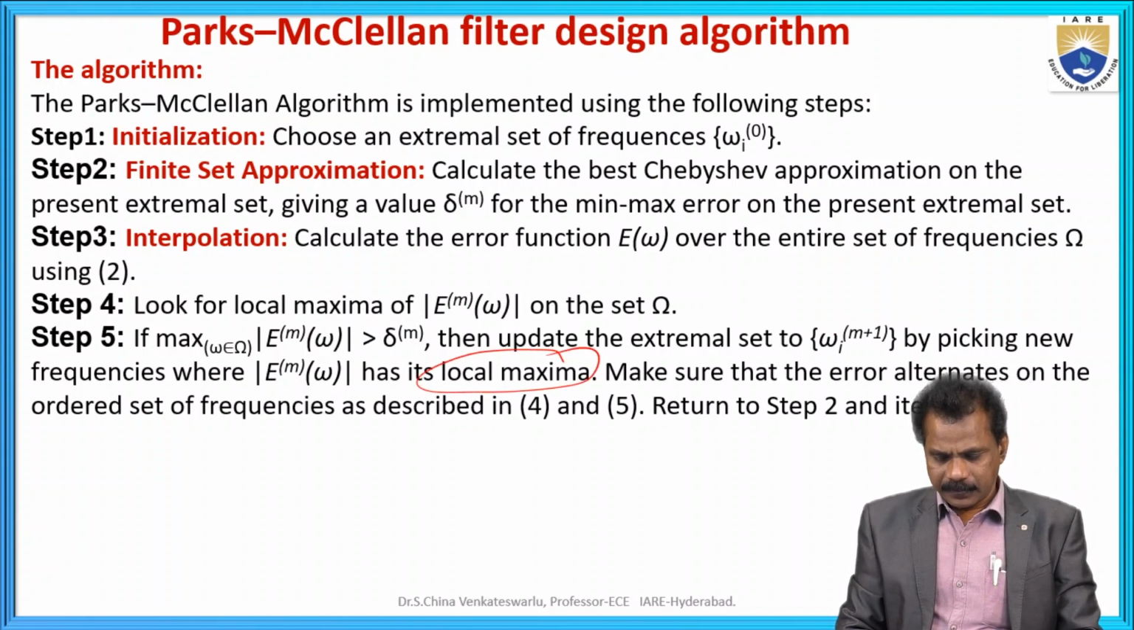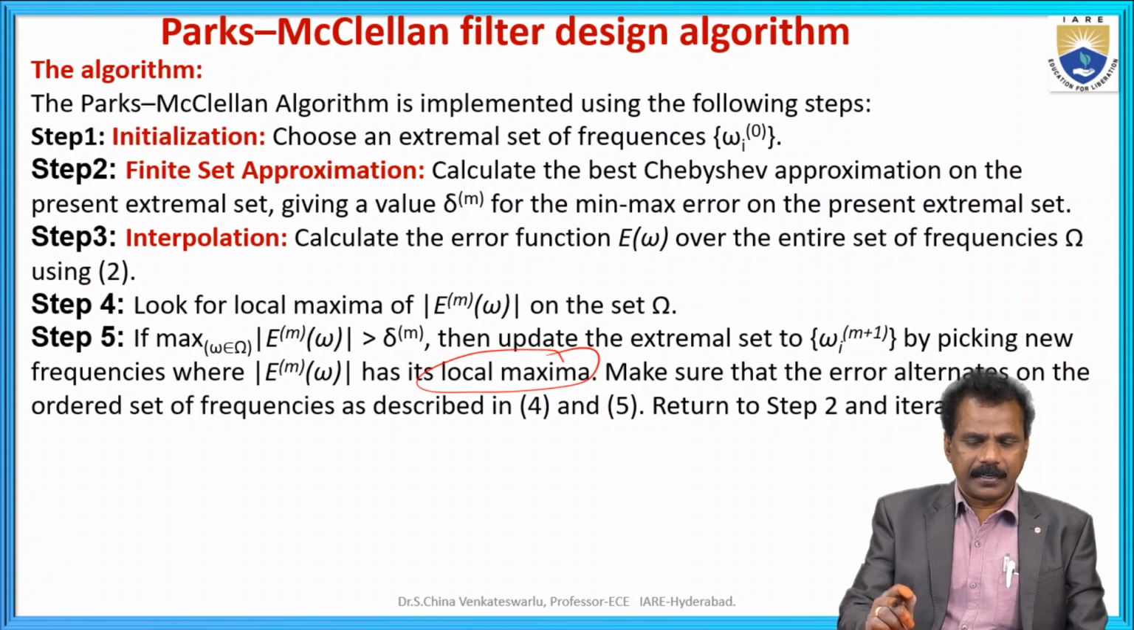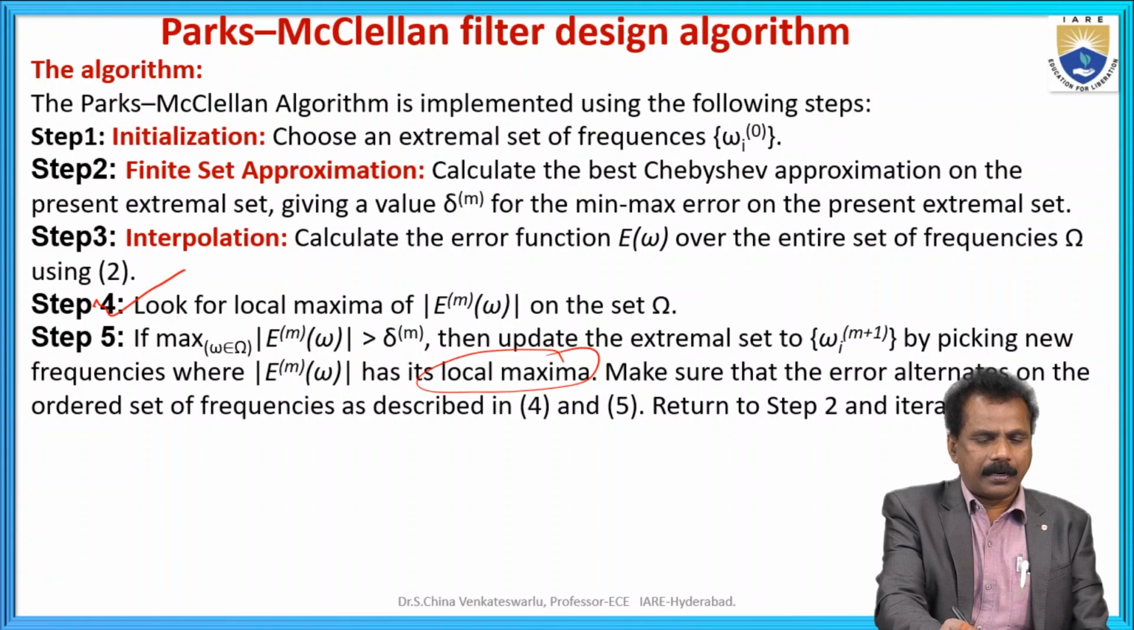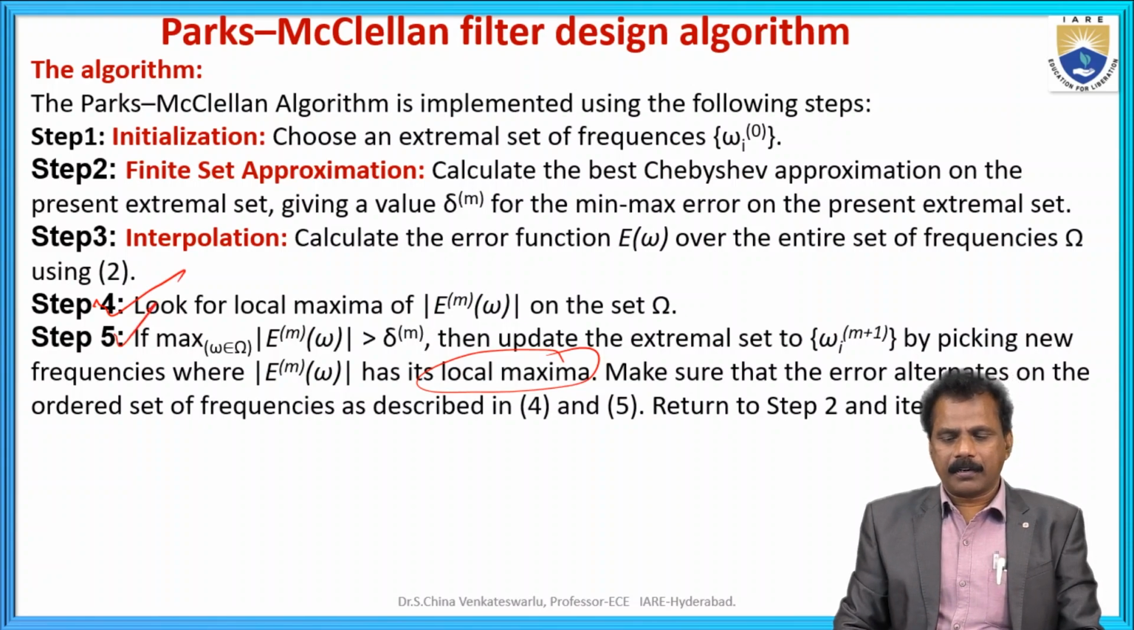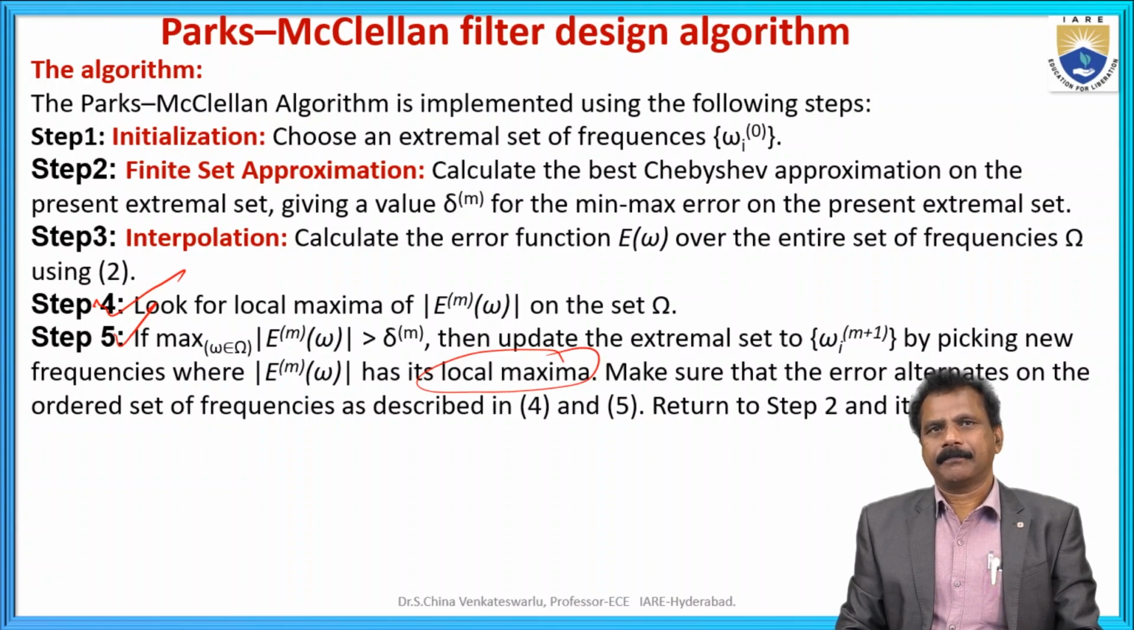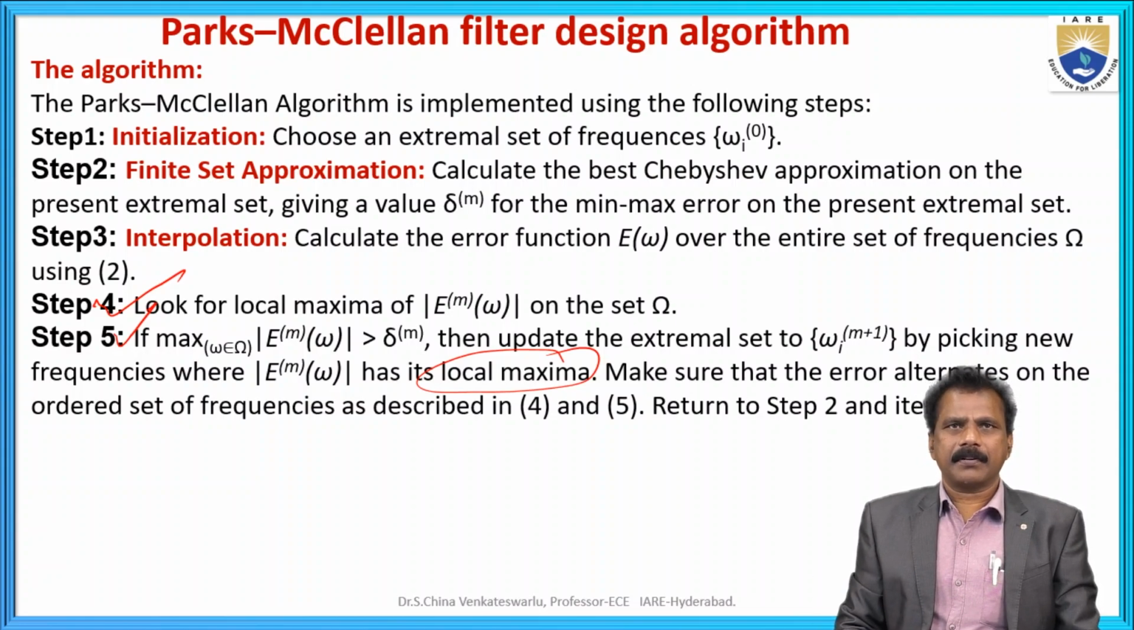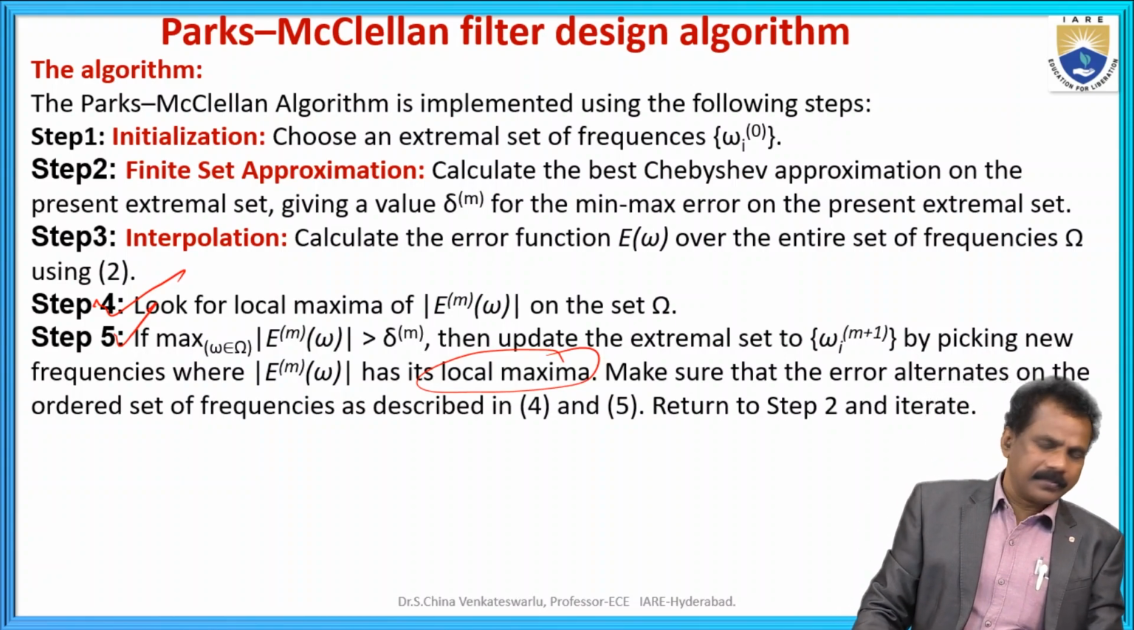Make sure that the error alternates on the ordered set of frequencies, as indicated in step number 4 and step number 5, which requires returning to step 2 and iterating. Like this, we have to follow all the steps one by one. The Parks-McClellan algorithm is implemented using these five steps.